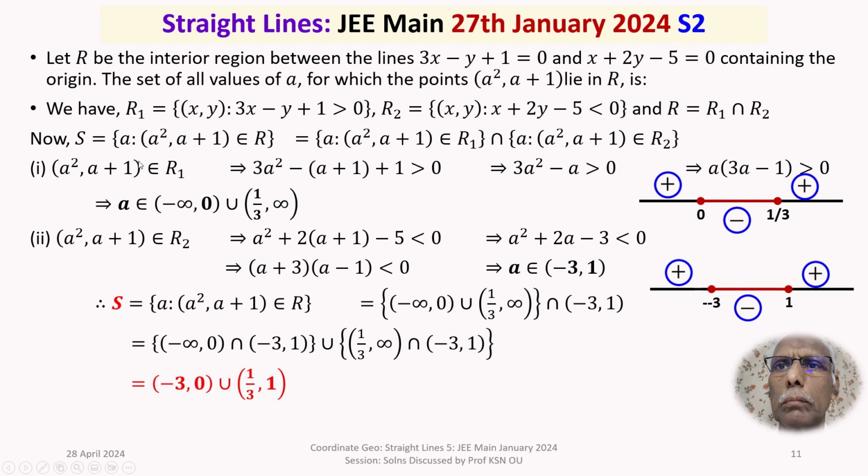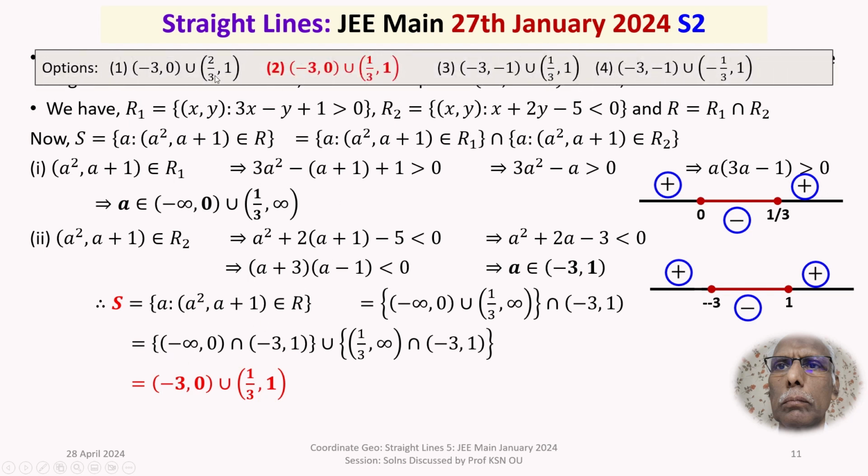Let's look at our options. So in our options, this answer S is this one. The union of these two open intervals appears at option 2. Therefore, the answer to this question is option 2. And that is the detailed discussion of the solution of this problem. It is definitely not an easy question. I am sure that you have understood the solution of this problem, and we will move to the next question.